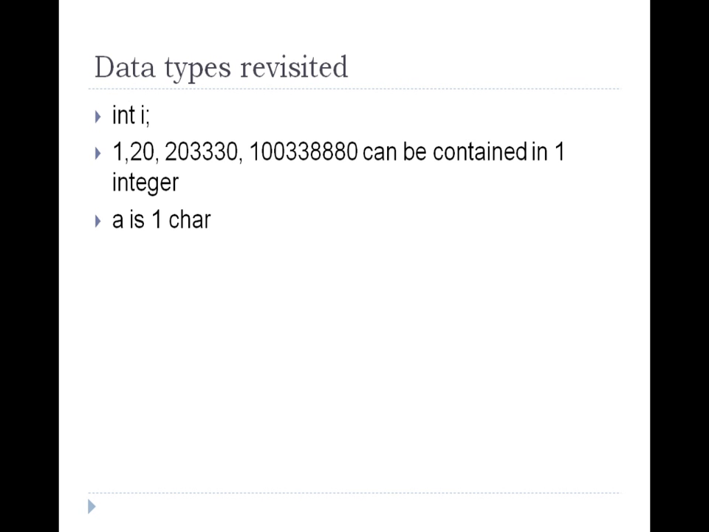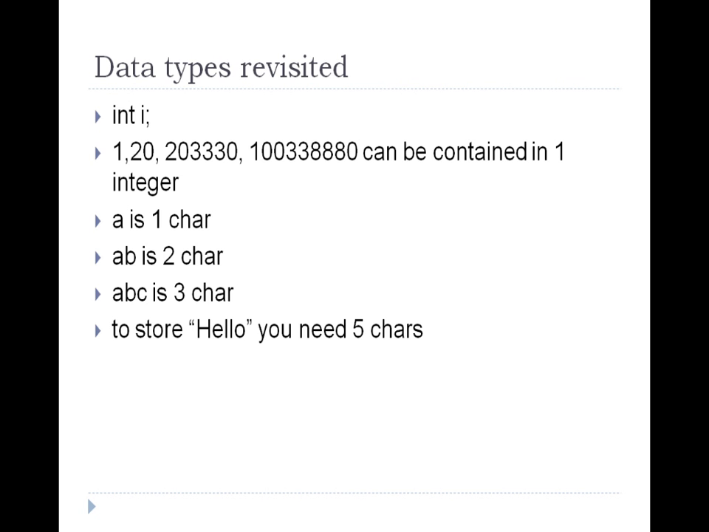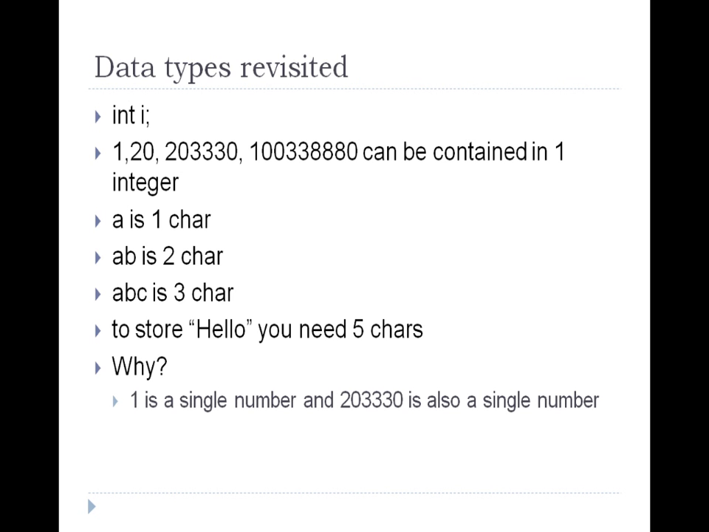A is one character. A, B are two characters. A, B, C are three characters. To store hello, we need 1, 2, 3, 4, 5 characters. Why? The answer is very simple. 1 is a single number, and so is 20, and so is 2330, and so on. All these are single numbers. However, A is one ASCII number, but A, B, C are three ASCII numbers, not a single ASCII number.